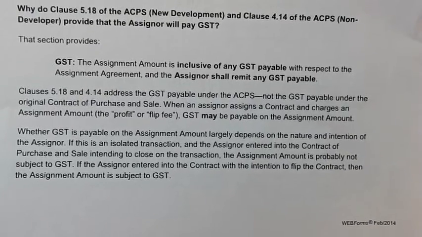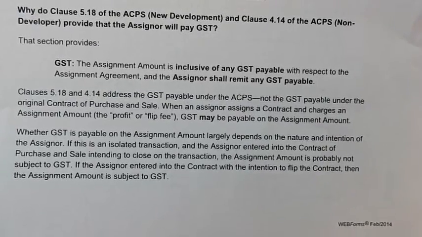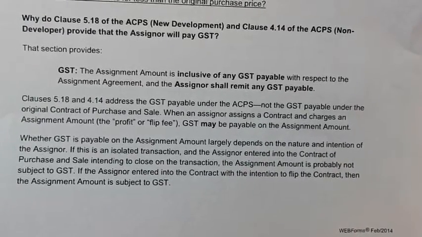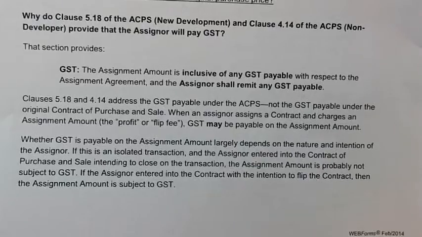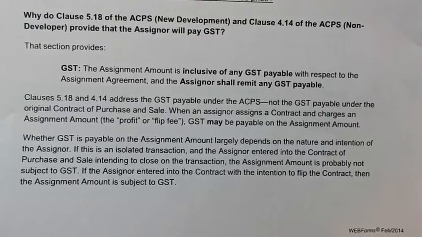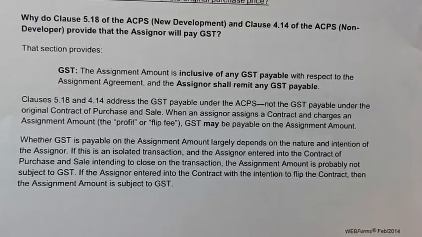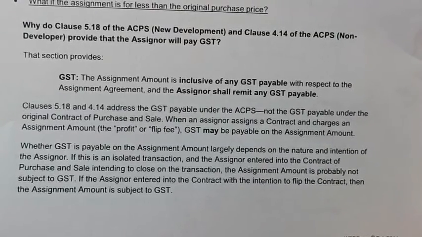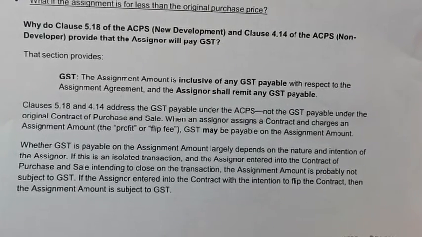If this is an isolated transaction and the assignor entered into the contract of purchase and sale intending to close on the transaction, the assignment amount is probably not subject to GST. If the assignor entered into the contract with the intention to flip the contract, then the assignment amount is subject to GST.